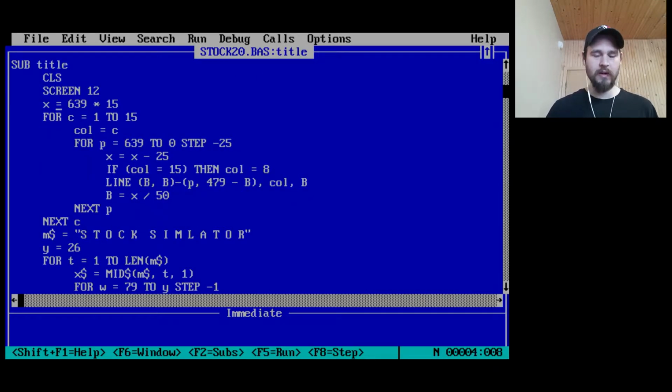Okay, well, we're going to go into screen 12, and then x equals 639 times 15. Okay. Cycle through all the colors, 1 to 15. For me equals 639 to 0, step minus 25. X. Okay, whoa.